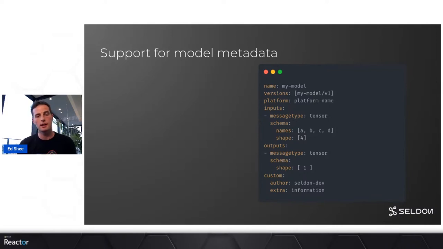So what Seldon does is it allows you to deploy that metadata alongside your model. It could be just for querying, so that you just want to go and get the metadata for this model. But it also might be that for every response you get back, you also want some of that lineage and important metadata.